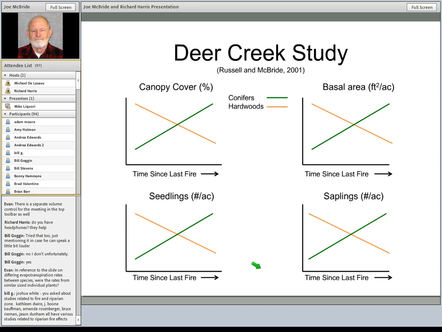In terms of seedling recruitment, again, as the time since the last fire increased, we get a larger number of conifer seedlings per acre and a smaller number of hardwood species. These would be willows, cottonwoods, alders, as that time since the last fire has increased. Similarly, the number of saplings per acre of conifers goes up, and the number of saplings of the hardwood species goes down as a result of an extension of the fire-free period.